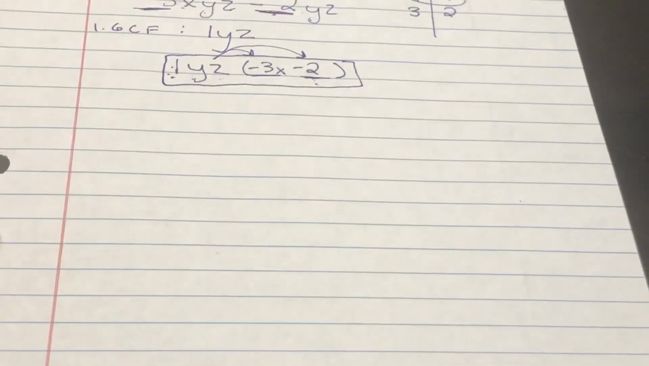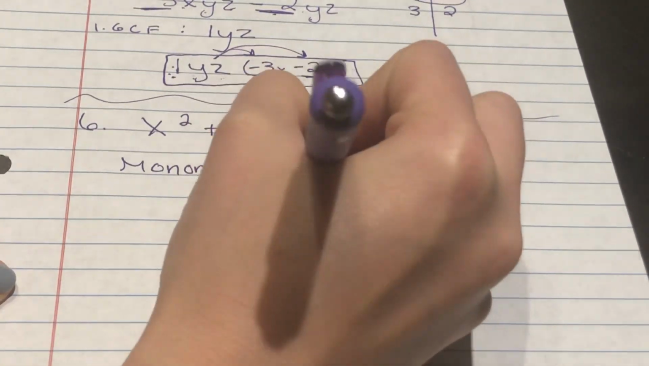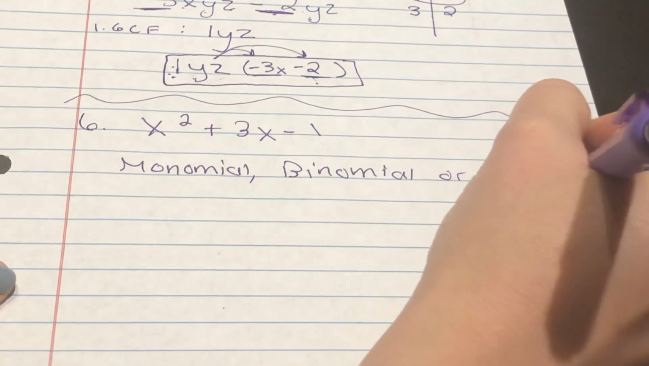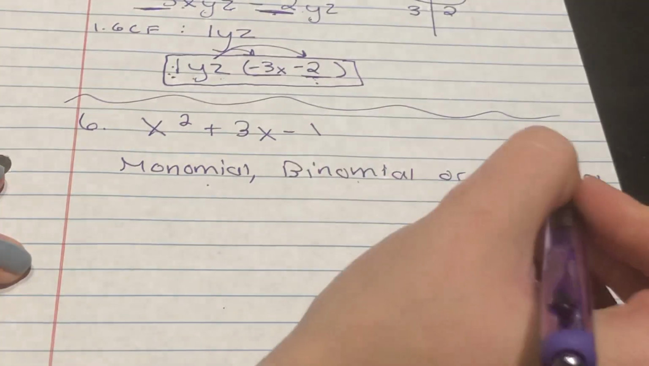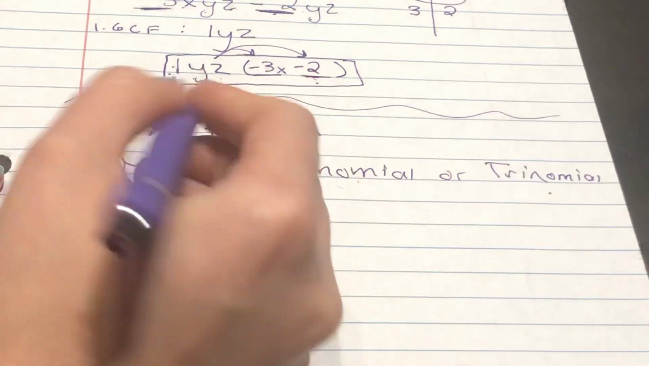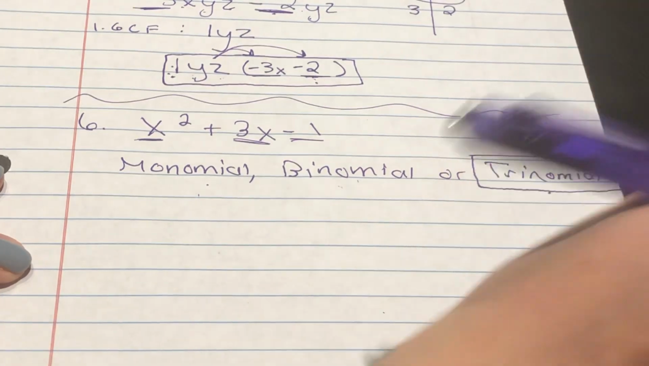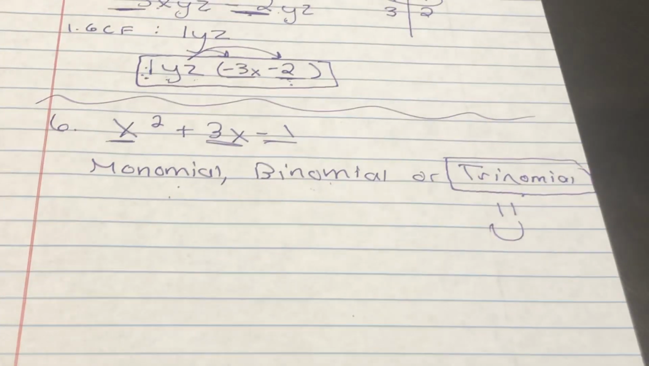All right, moving on, number 6. My question is, x squared plus 3x minus 1: is this a monomial, binomial, or trinomial? Does it have 1, 2, or 3 terms? It has 1, 2, 3. So hopefully you wrote trinomial. If you did, please make sure you write yourself a big smiley face because you need to know that. Trinomial, 3 terms.